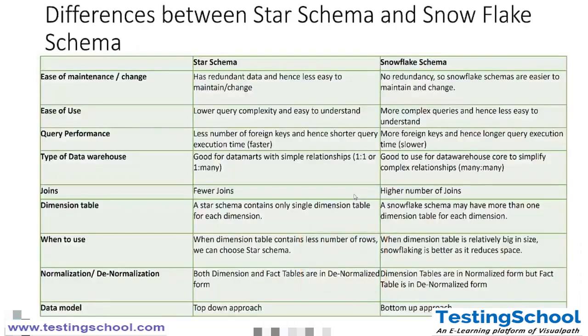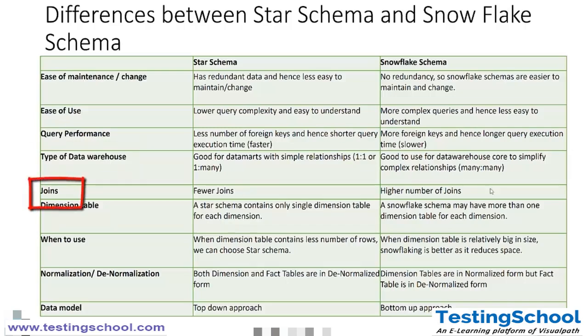Query performance is obviously faster in star schema because of fewer foreign keys, because it always looks like a star, which is 4 or 5 at the max. Snowflake has more foreign keys because you have a larger number of dimensions and a larger number of hierarchies within them. Types of data warehouse: star is good for data marts with simple relations like one-to-one or one-to-many, but snowflake is good for data warehouse implementations because it has many-to-many relationships.